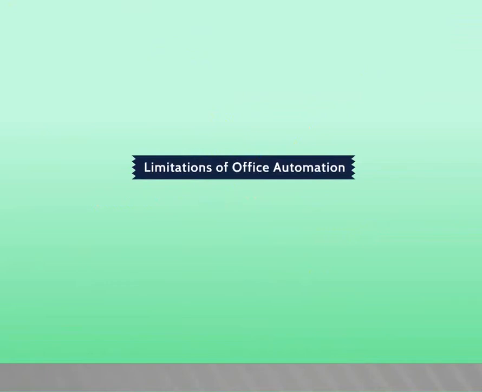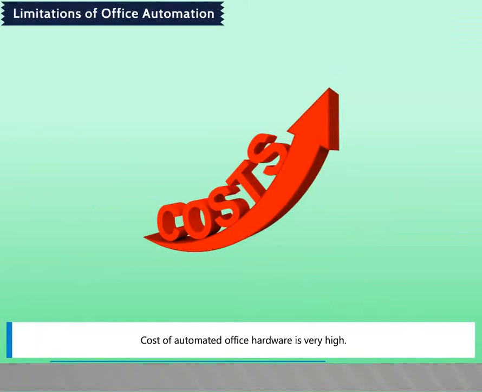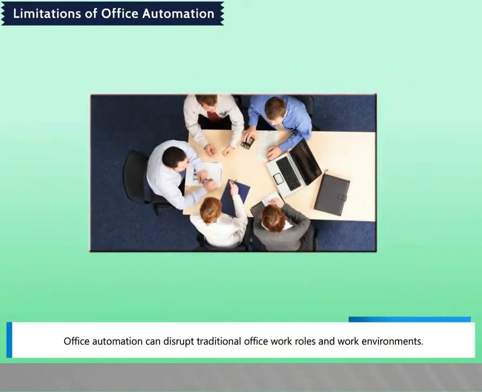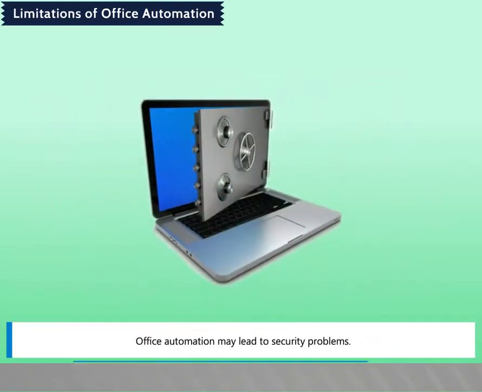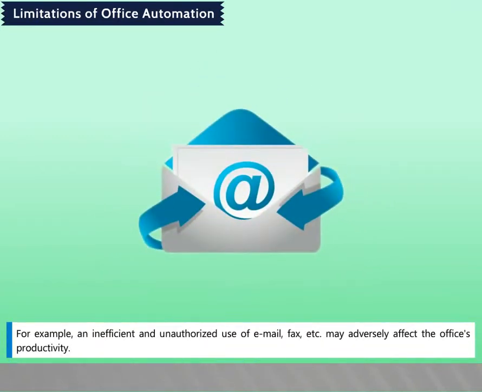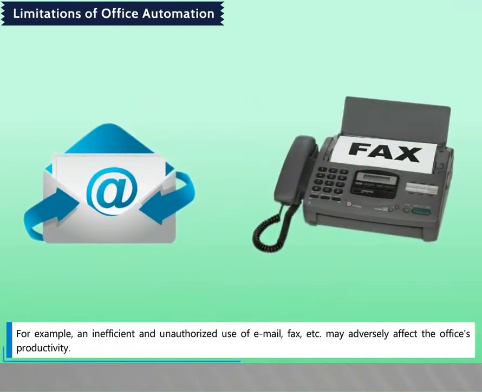Limitations of office automation. Cost of automated office hardware is very high. Office automation can disrupt traditional office work roles and work environments. Office automation may lead to security problems. For example, an inefficient and unauthorized use of email, fax, etc. may adversely affect the office productivity.